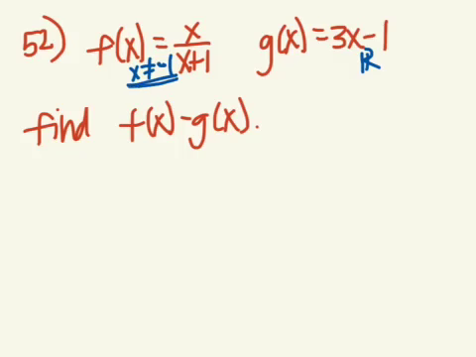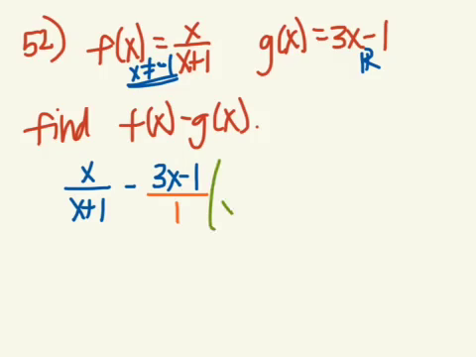Alright, so if we set this up, x over x plus 1 minus 3x minus 1. We're supposed to subtract those two functions. Well, if you look at this, the first one's a fraction and the second one's not. So in order to simplify this, we're going to put that second fraction over 1. And then they have to have a common denominator to actually subtract them. So the second fraction needs the denominator of x plus 1.